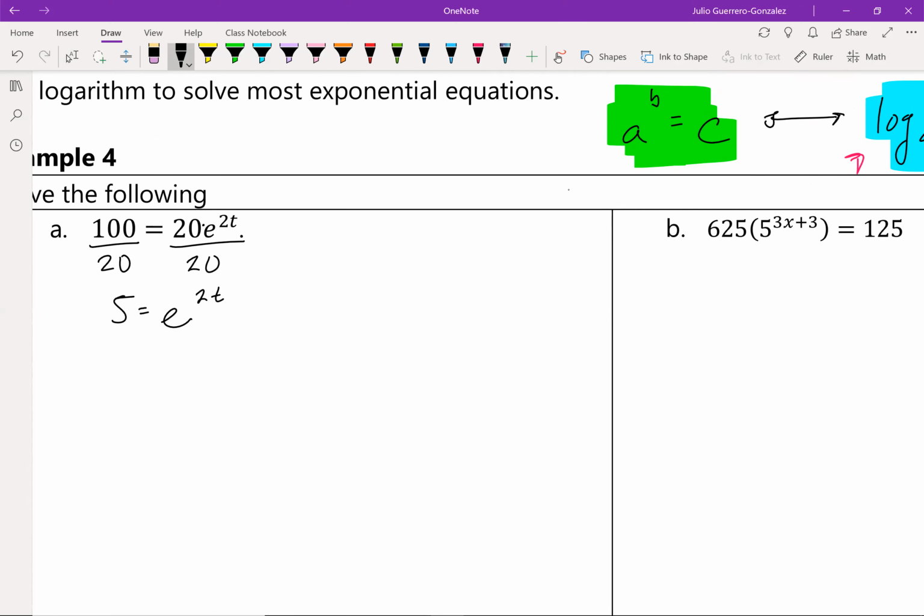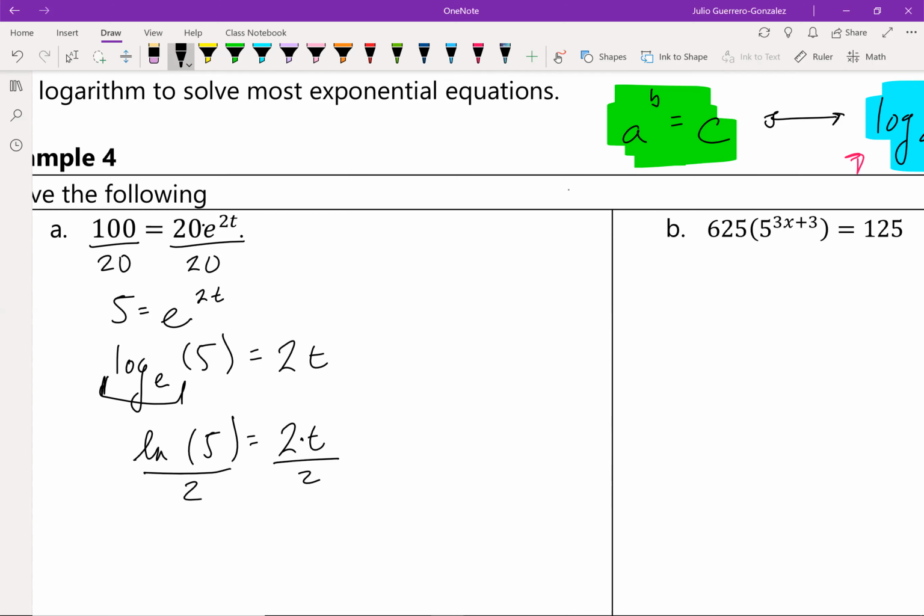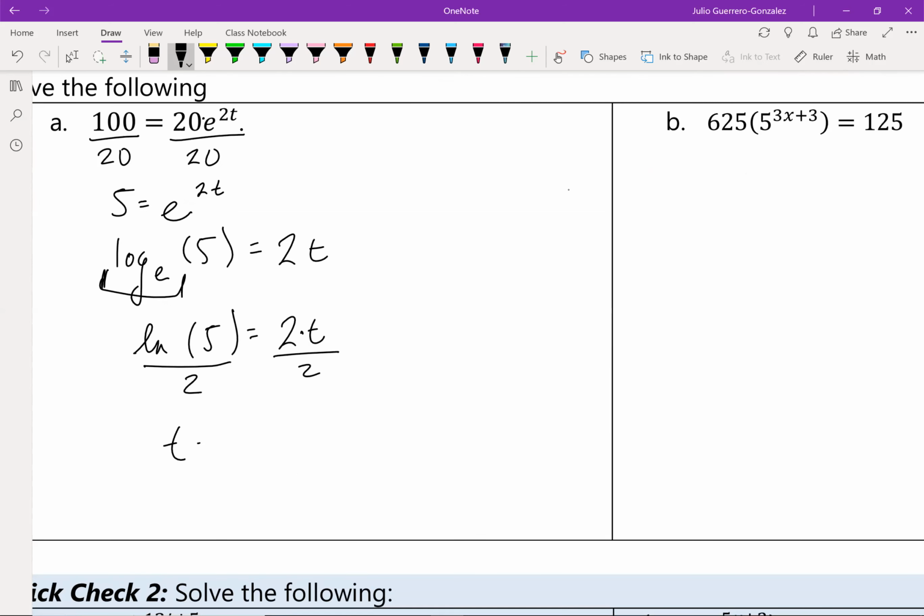So now it's going to be log base e of 5 is equal to t. This thing, log base e, we know that's ln of 5 equals t. There's still a multiplication between the 2 and the t. Divide by 2, divide by 2. So t is equal to the ln of 5 divided by 2. And we are done.